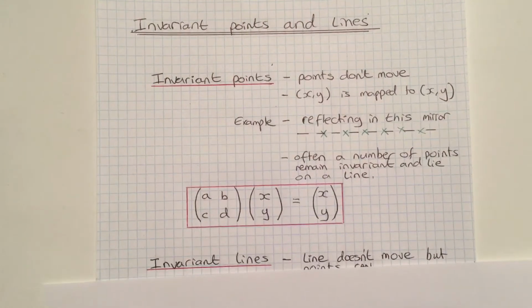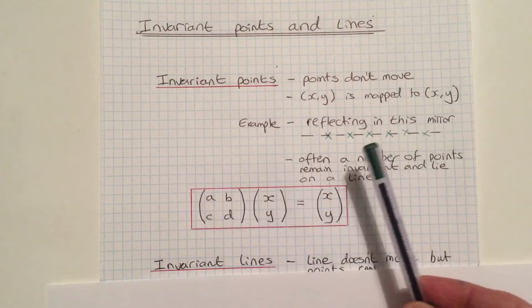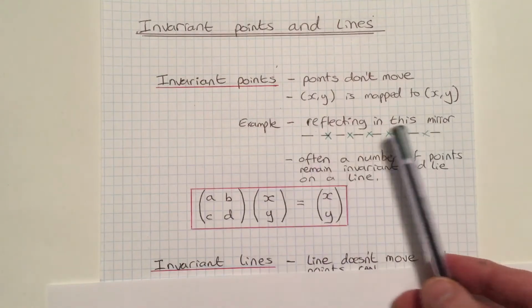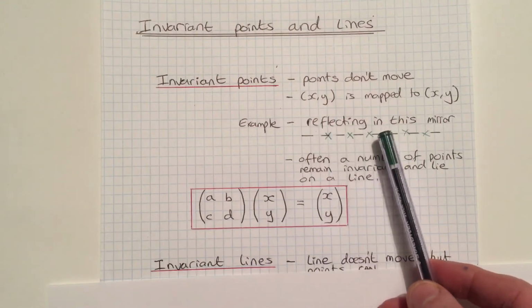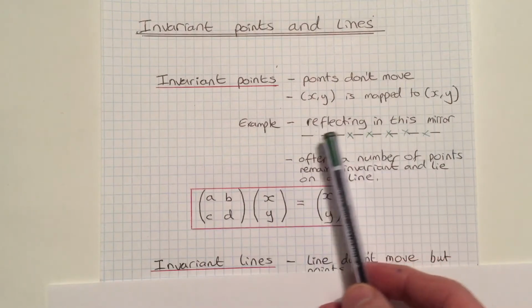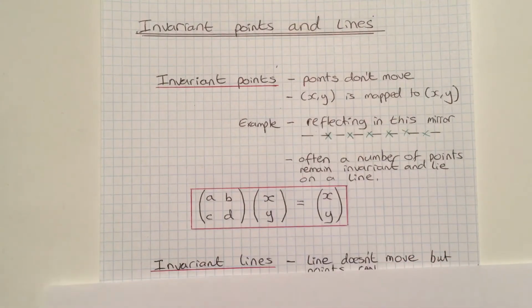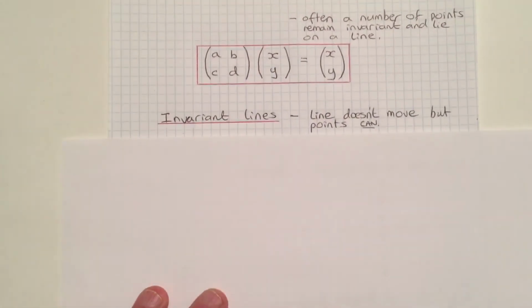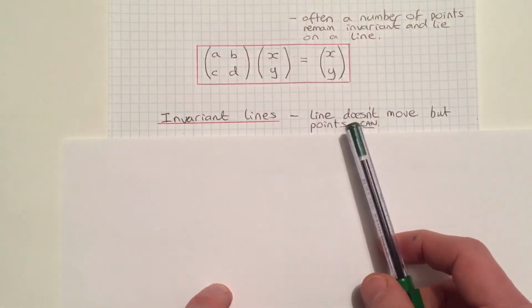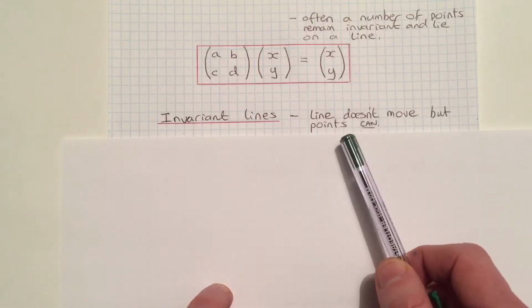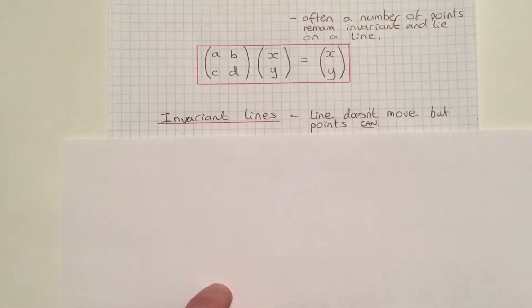Right, let's talk about invariant lines, because like I say, they are different to a line of invariant points. These are points that don't move, but they just happen to form a line. An invariant line, however, is where the line doesn't move, but points on the line can.